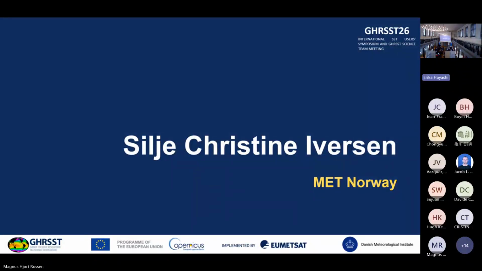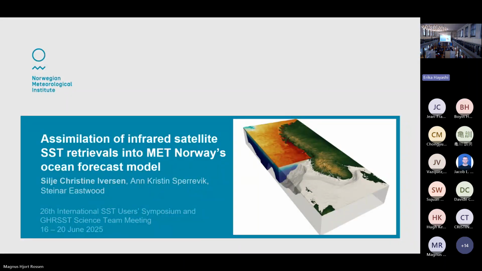My name is Silje Iversen, and I work at MET Norway. Today I will present to you the assimilation of infrared satellite sea surface temperature retrievals into the ocean forecast model that we use at MET. And the domain you can see in the figure there, that's the model that we used. It's called Nordkyst, and it covers, you see Norway there, the coastal current. You have the more shallow regions to the north and south, and then going towards the west, you have more deep regions.